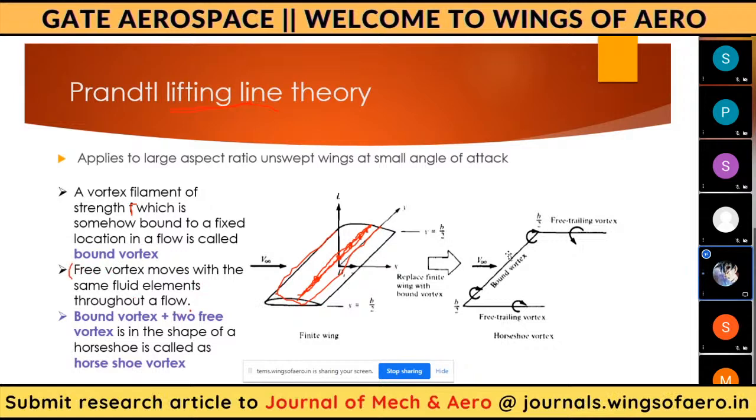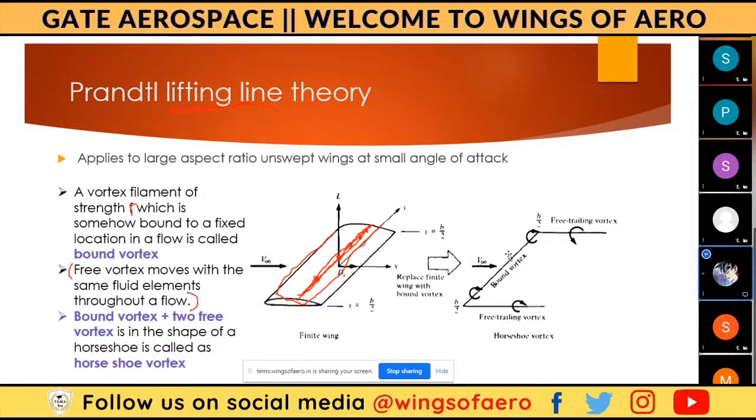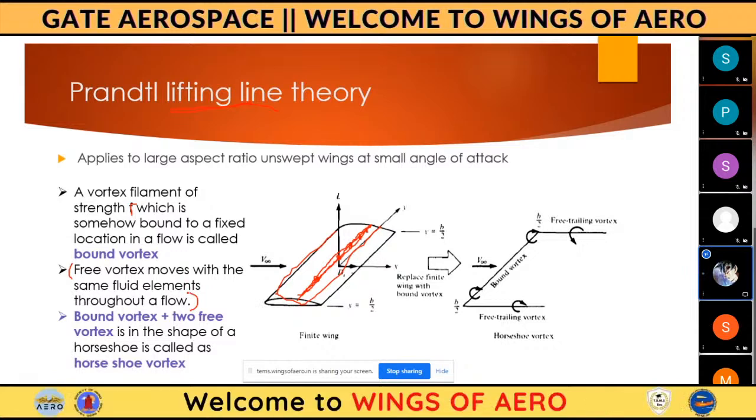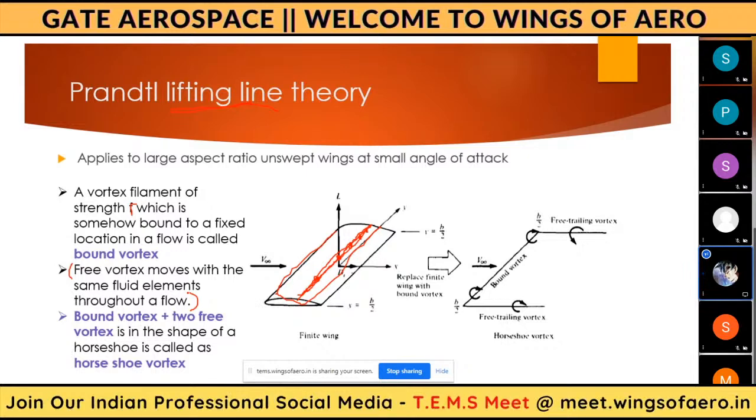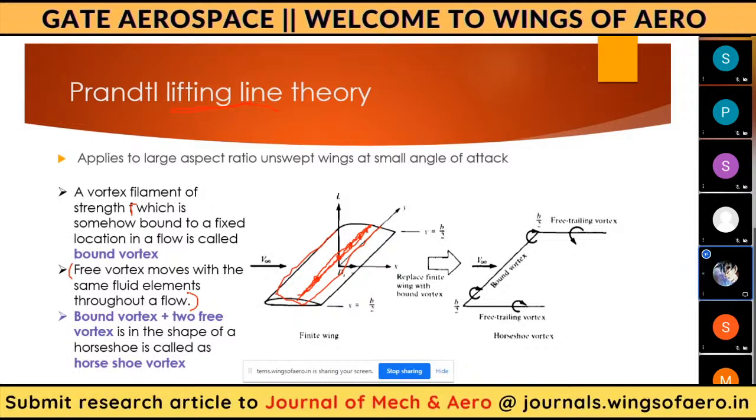We will be seeing the free vortices, that is, free vortices that move with the same fluid elements throughout the flow. They won't be stagnant at a particular region; they move with the flow. That's why that vortex is called a free trailing vortex. That's why it is called free vortices or free trailing vortices.